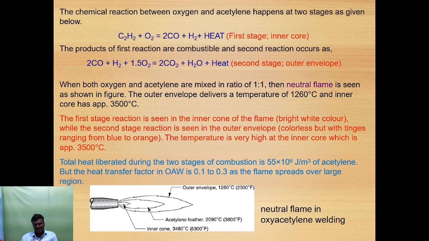The first stage reaction occurs in the inner cone of the flame, and the second stage reaction occurs in the outer envelope, which is colorless but with tints ranging from blue to orange. The temperature is very high at the inner core, approximately 3500 degrees Celsius. The total heat liberated during the two stages of combustion is 55 into 6.